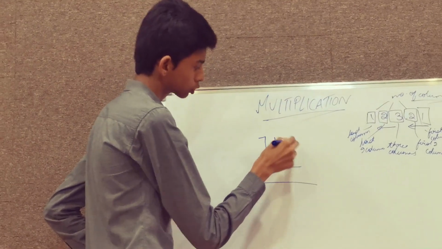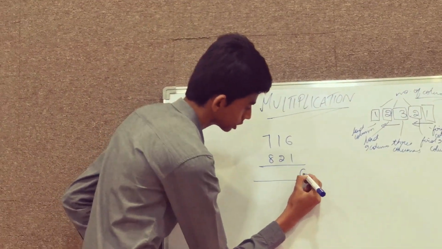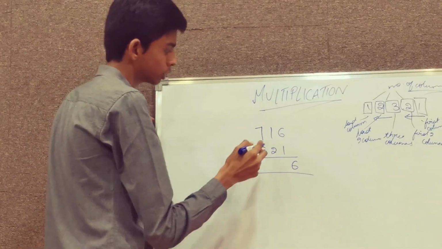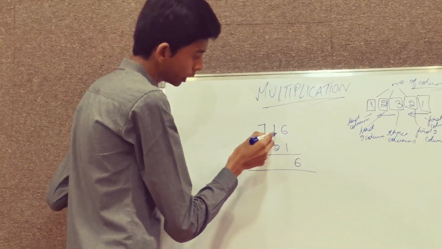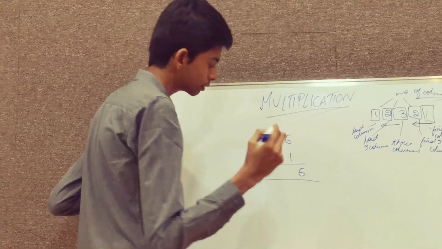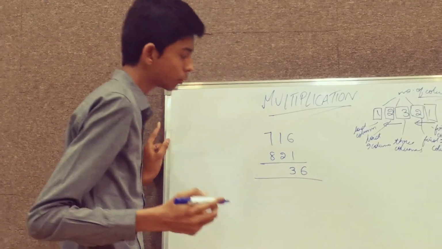We have to take the first column. So 6 into 1 is 6. And then what is the second step? We have to take the 2 columns and then cross multiplying. So 1 into 1 is 1, and then 6 into 2 is 12. So 12 plus 1 is 13. So writing 3 here, keeping 1 in the mind.